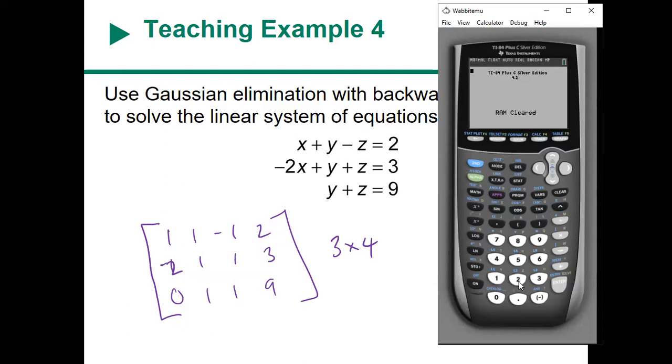Okay, to access all things matrix, we're going to press second x to the -1. So we press second x to the -1 is where we access all things matrix. Okay, we're going to edit. So these are all the matrices you can have: Matrix A, B, C, D, E. Notice that they don't have any dimensions. That's because they are blank. They haven't been defined yet.